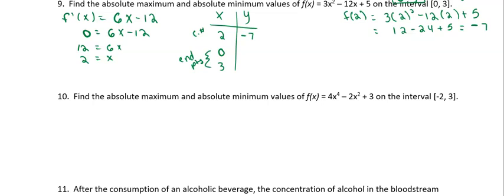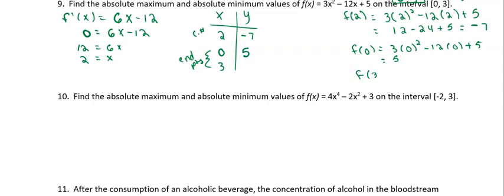So let's see if we can do f of 0. So f of 0, that's going to look like 3 times 0 squared minus 12 times 0 plus 5. Well, that'll be 0 minus 0, so that's just going to be 5. So 0, 5. Again, we don't have a whole lot because we still have one we need to finish.